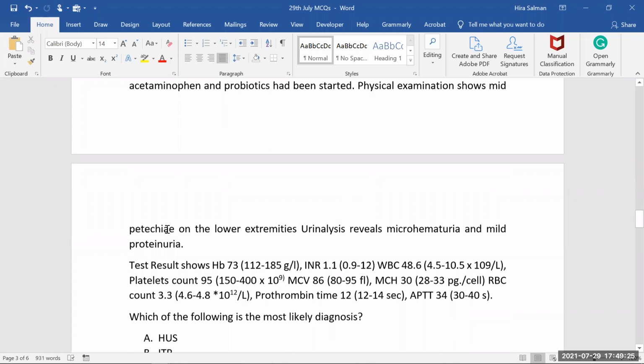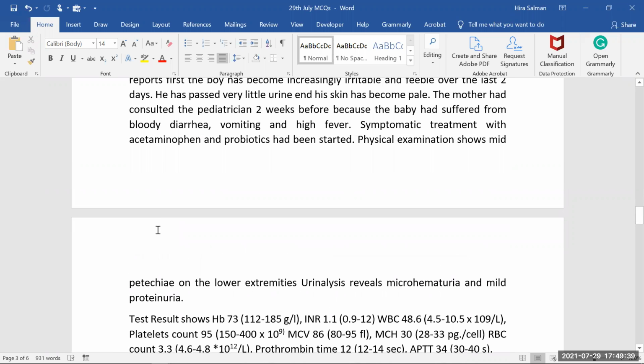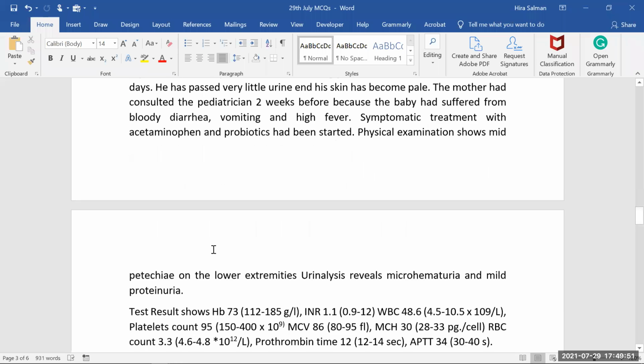Physical examination shows mild petechiae on the lower extremities, so thrombocytopenic features are also there in the baby. Urinalysis revealed microhematuria. It's showing hemolysis. So hemolysis, thrombocytopenic features like petechiae are there, and then the very important thing here, the history of shigellosis, for which the baby was treated already, and now the baby is presenting with symptoms of hemolysis.